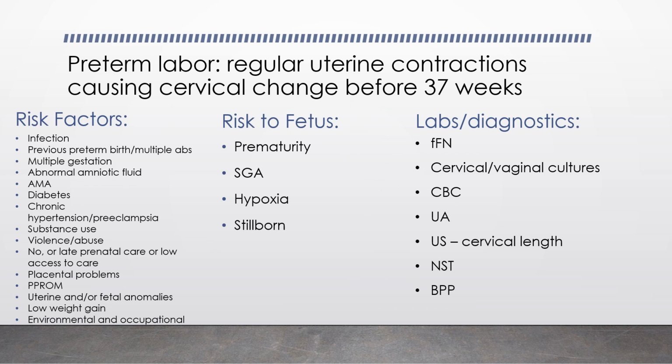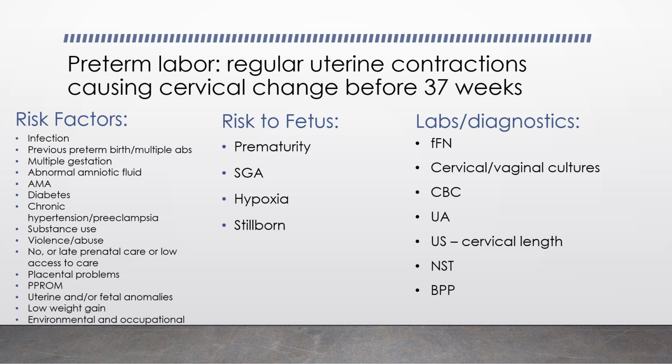Moving on to preterm labor. This is regular uterine contractions that cause cervical change before 37 weeks. And you can look at those risk factors on the left-hand side of the slide. And the risks to the fetus are obviously prematurity, small for gestational age, hypoxia, and stillborn. So the things that we would do, some labs that you might see are doing an FFN, which is a fetal fibronectin. This is a vaginal swab that the provider might take and send to the lab, and it's looking for a specific hormone that is present.